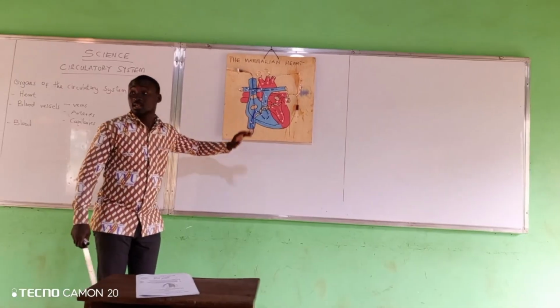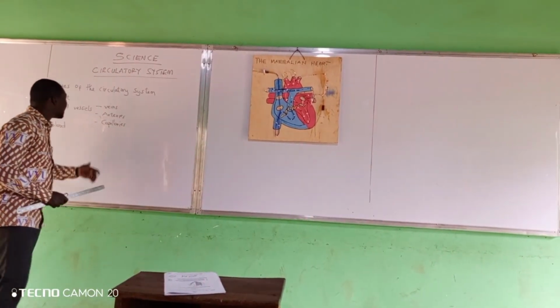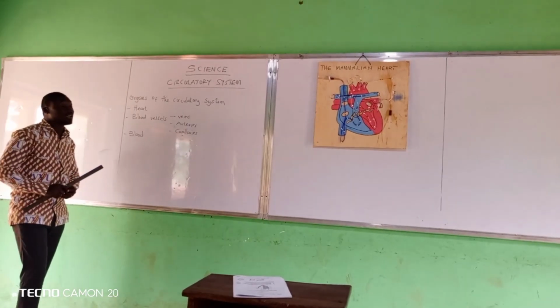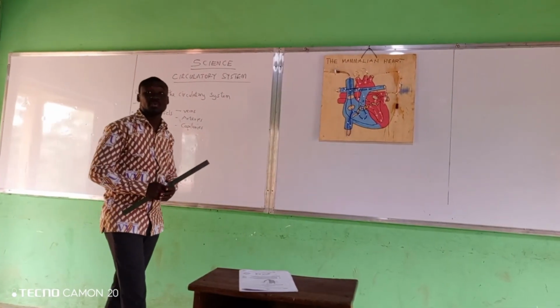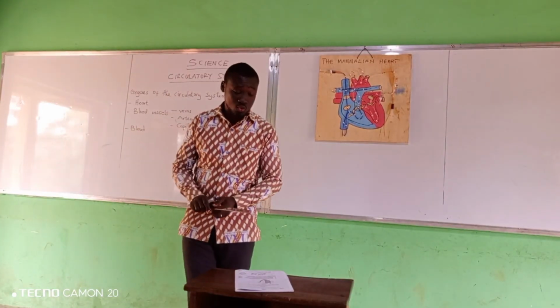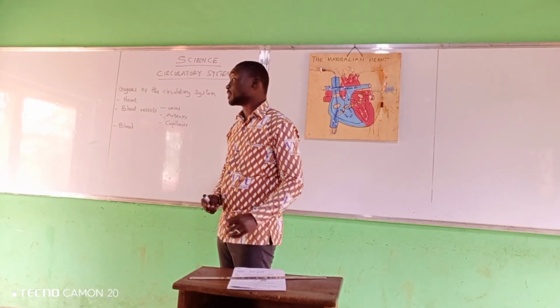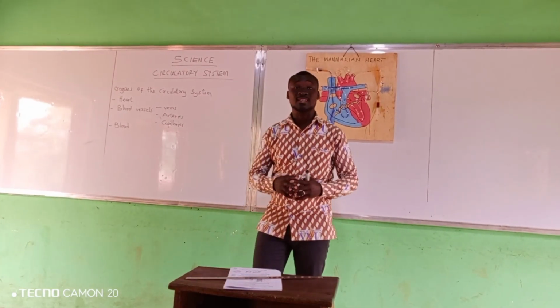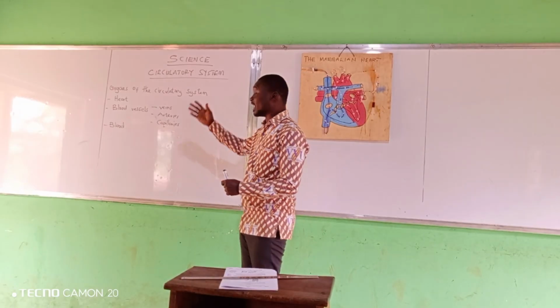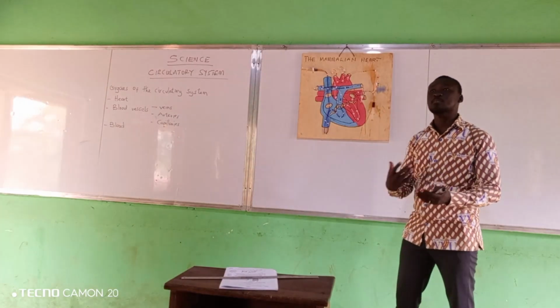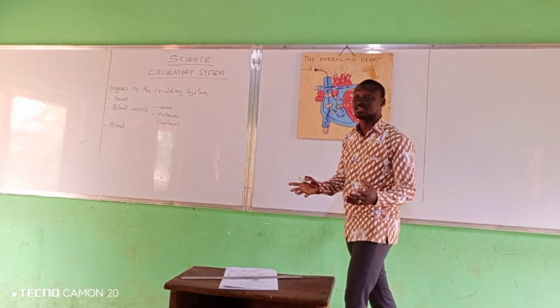Heart. And we have looked at the organs of the circulatory system. We have got to know that the work of the circulatory system is to pump blood to the other parts of the what? Of the body, right? So the main organ of the circulatory system is what? The heart. We have a model of the heart. And we did mention some blood vessels.